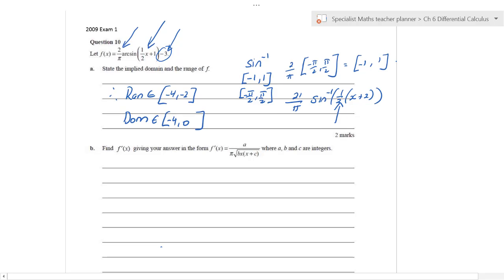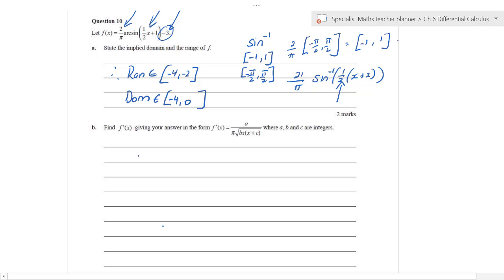Now, let's see if we can do this in a minute. I don't know about that, but we will try. Now, we've got to differentiate this. So let u equal a half x plus 1. And I'm going to let y equal f of x, so I can use Leibniz notation. Therefore, du dx is equal to a half. Now dy du: you can see here y is equal to 2 on pi, leave that at the front, we've got inverse sine or arc sine of u minus 3.